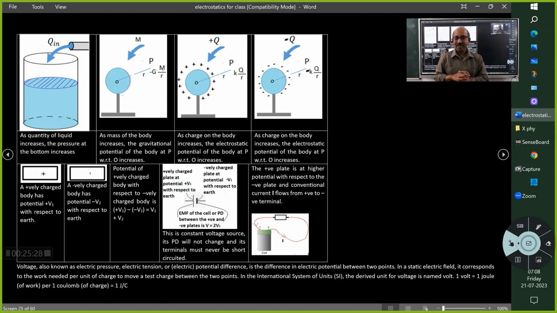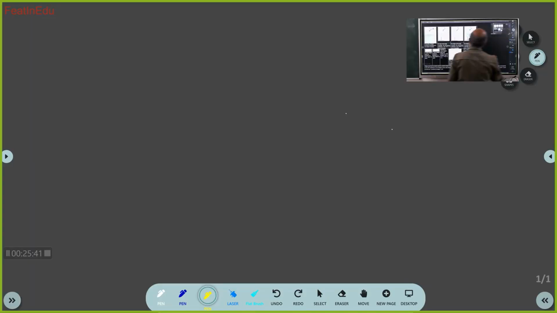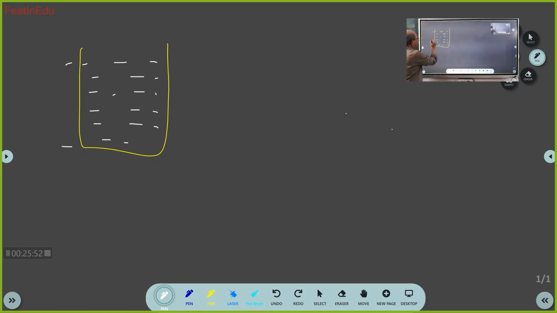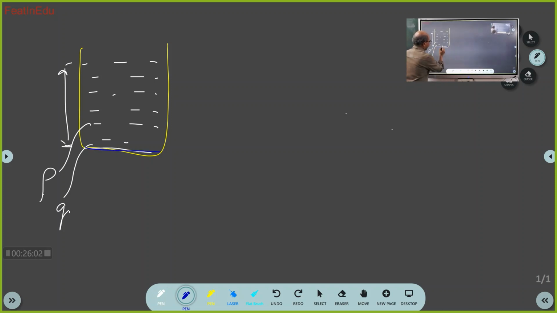See students, that is the problem. You didn't appreciate the equation I told. I told you the pressure at the bottom is rho g h. This is the container and it contains water. The height of the water is h, the density of the water is rho, and the acceleration due to gravity is g. The pressure on the bottom is rho g h. The density of water is constant, g is constant, so the pressure depends upon height.